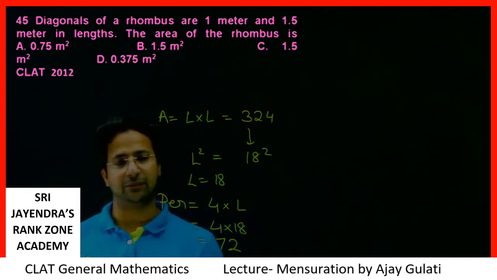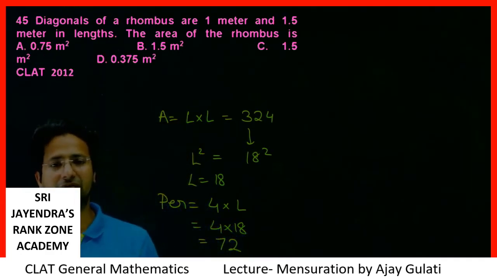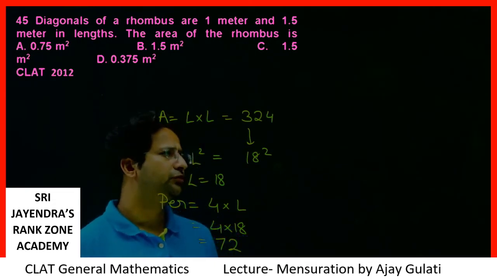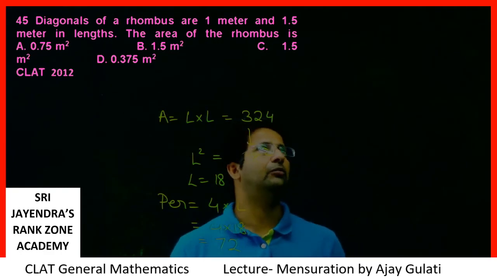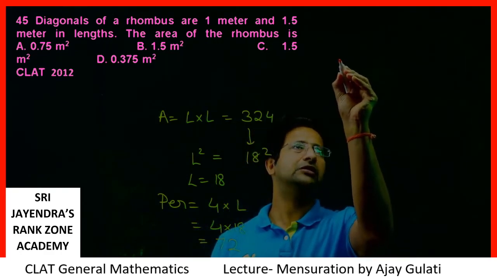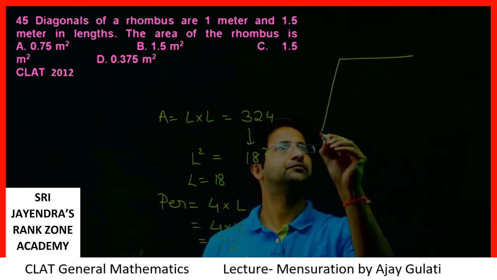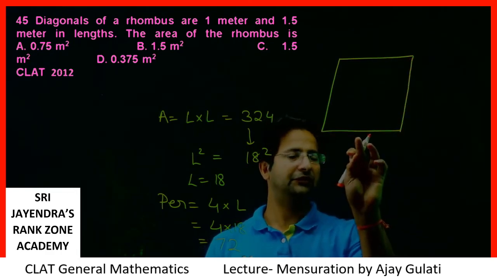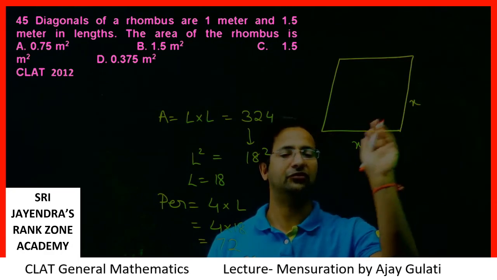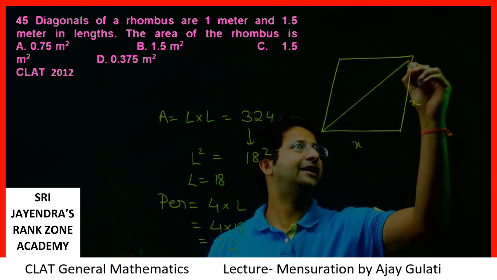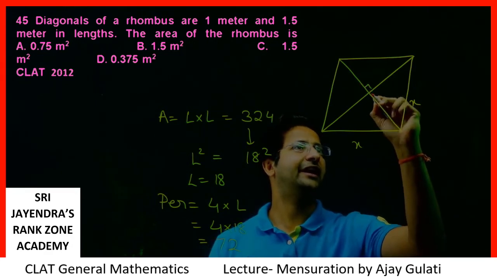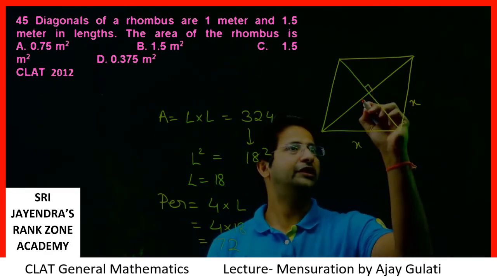Now, students, let's come to the area of a rhombus. The diagonals of a rhombus are 1 meter and 1.5 meter in length. The area of the rhombus is, so just one small thing, a property of the rhombus. See, what is a property of a rhombus? Let's say this is a rhombus. All the four sides of a rhombus are equal. If this is x, then this will also be x, and so on. The main thing is that, dear students, the diagonals of a rhombus intersect at 90 degrees. All these angles are what?